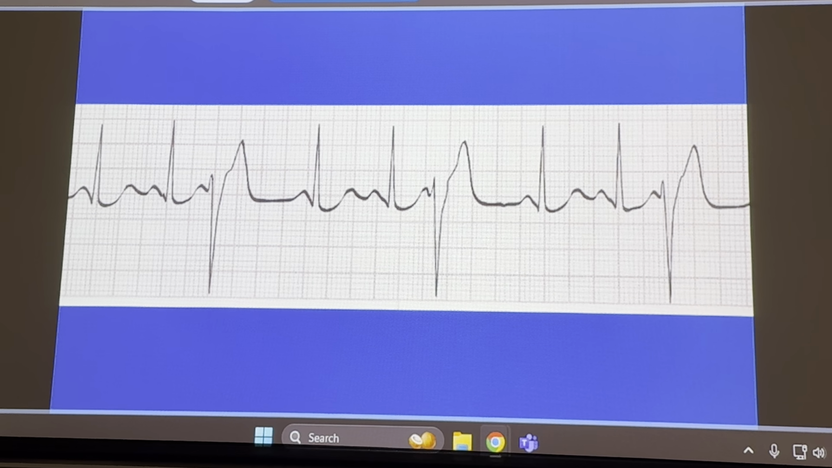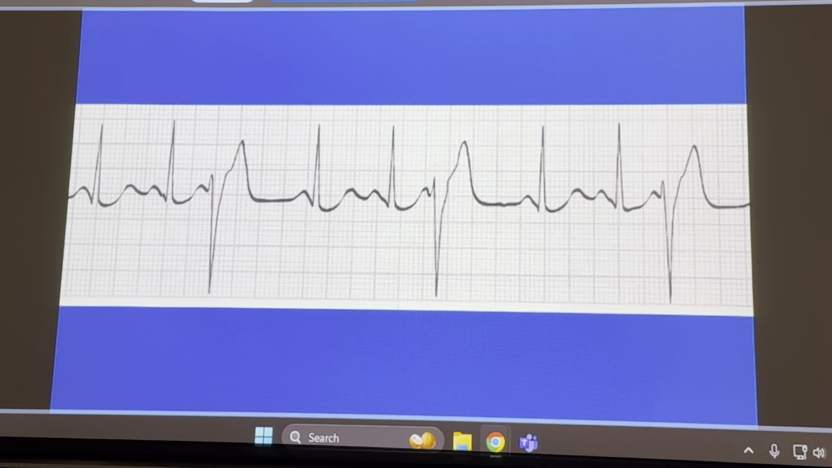In the other room, we could do that, definitely. We could also have a little oxygen on board. Lidocaine is another good option. Let's check those electrolytes, make sure those aren't off. Those types of things.